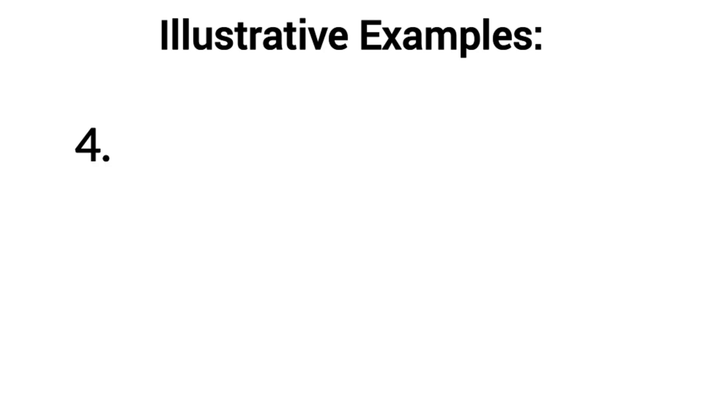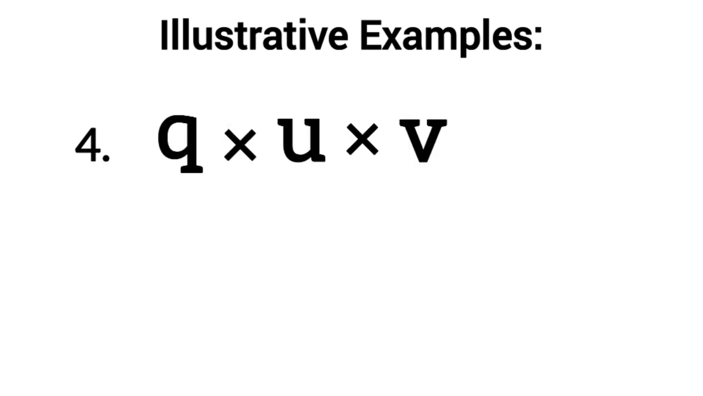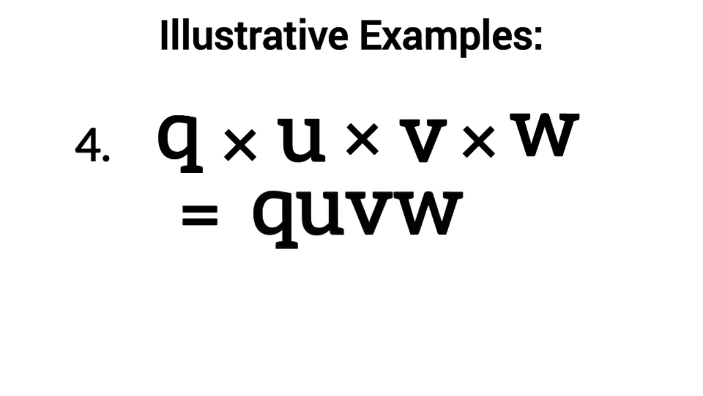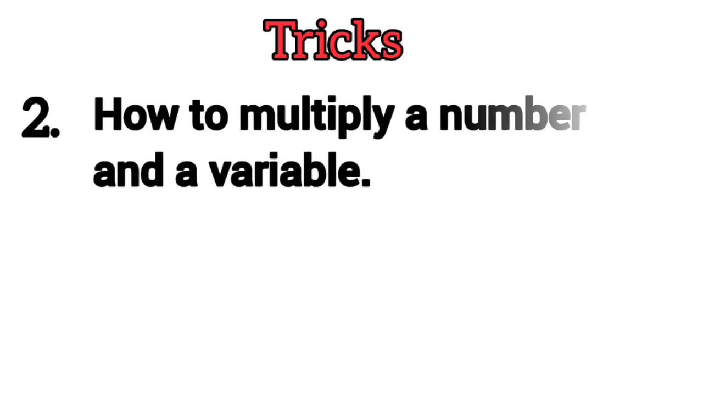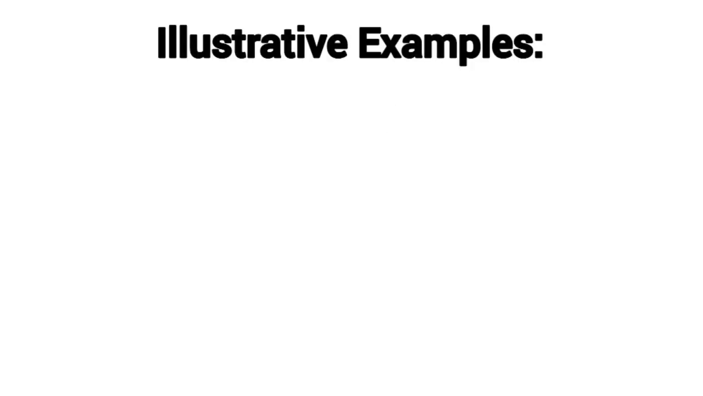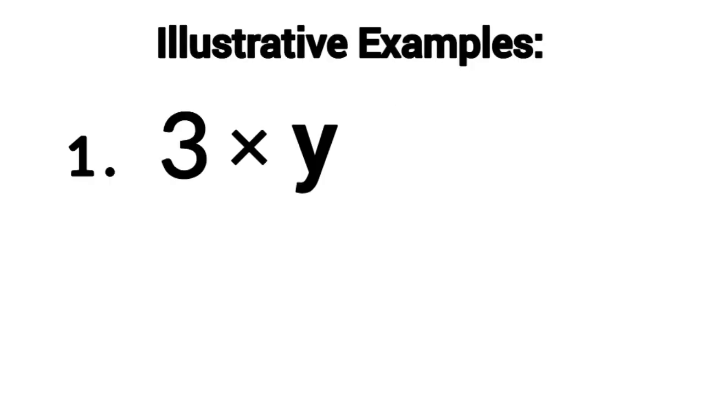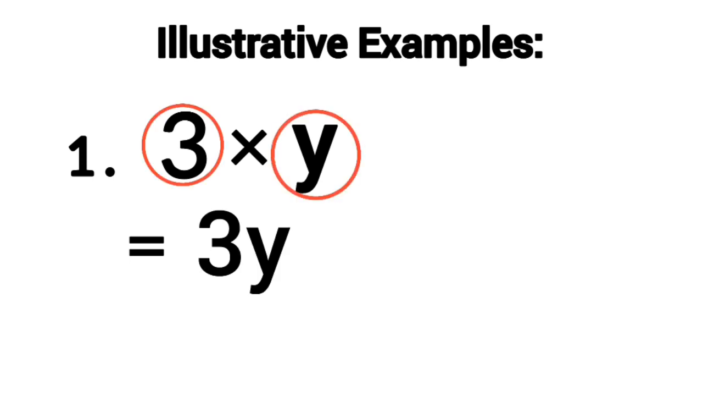Then example 4, q times u times v times w will become quvw. Now let me show you how to multiply a number and a variable. Illustrative examples. Example 1. 3 times y will be 3y, meaning 3 is multiplying the y.